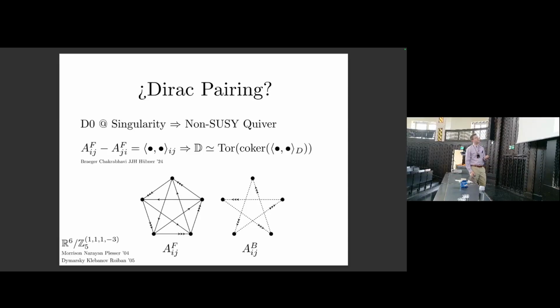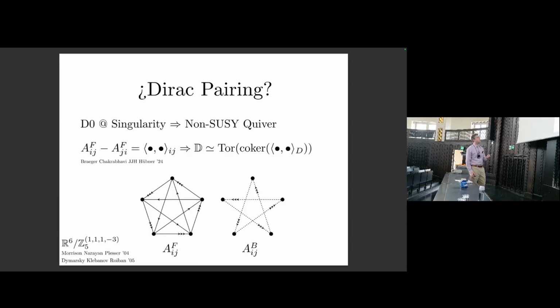And they have the fermionic states as well as the bosonic states. It turns out that the one that is relevant for constructing the Dirac pairing is directly tied to the fermionic degrees of freedom. In particular, if you take this adjacency matrix and anti-symmetrize it, it turns into the Dirac pairing. And so the defect group just becomes the torsion of the co-kernel of that thing here.